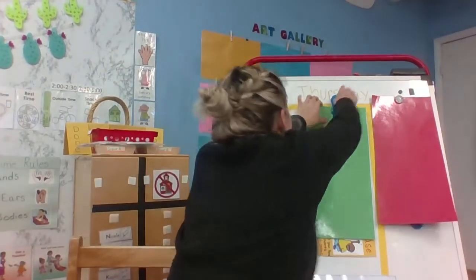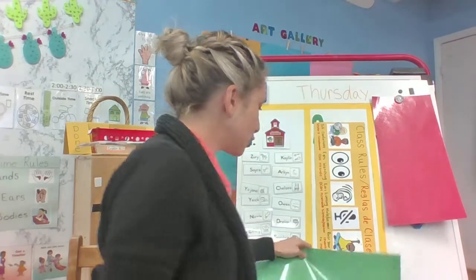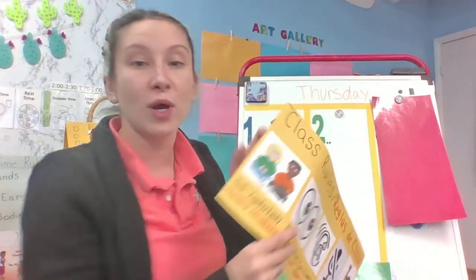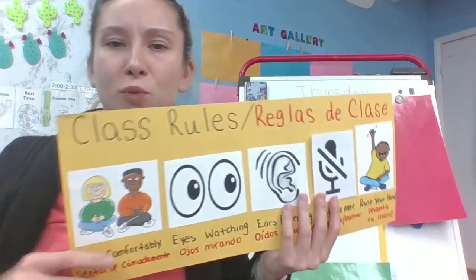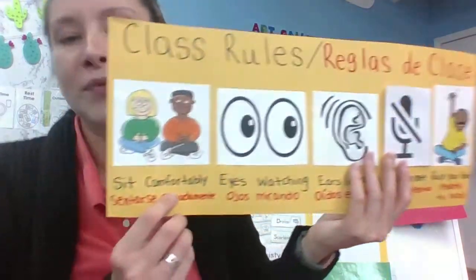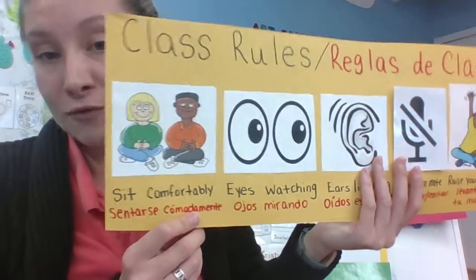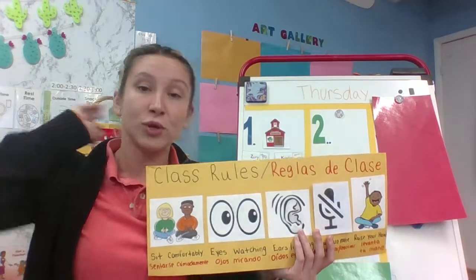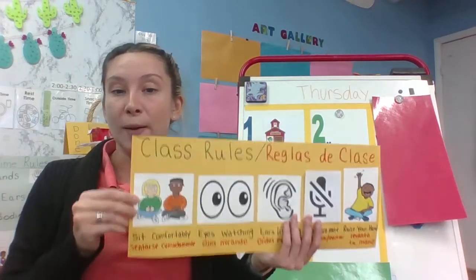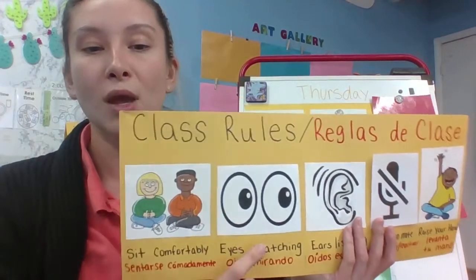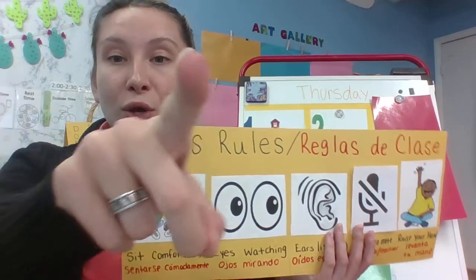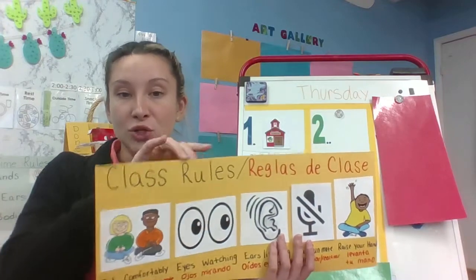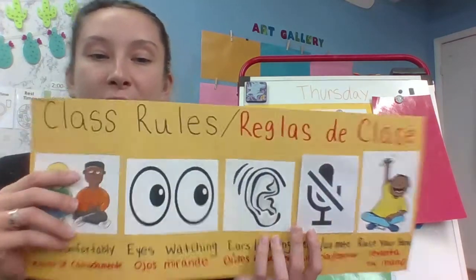So for message number 2, we talked about our virtual rules. Like I said before, some of our friends are just joining us, so I wanted to go over the rules when we are learning on the computer. So we have to sit comfortably. You're sitting in your chair, you're not running around, you're not rolling on the floor, you're sitting and you are paying attention. So your eyes are watching the computer screen, so I know that you're paying attention.